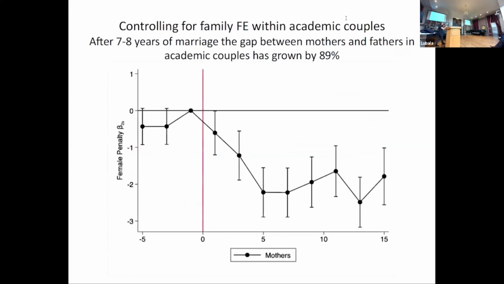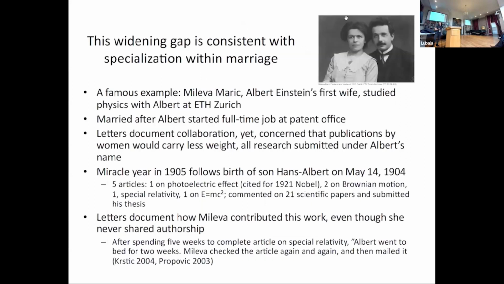So remember, when we're comparing mothers to other married women, we have a recovery. But when we compare mothers to fathers in the same family, there's no recovery. So after 7 to 8 years of marriage, the gap between mothers and fathers in academic couples has increased by almost 90%. And it stays there. No matter what we do, they do not recover.